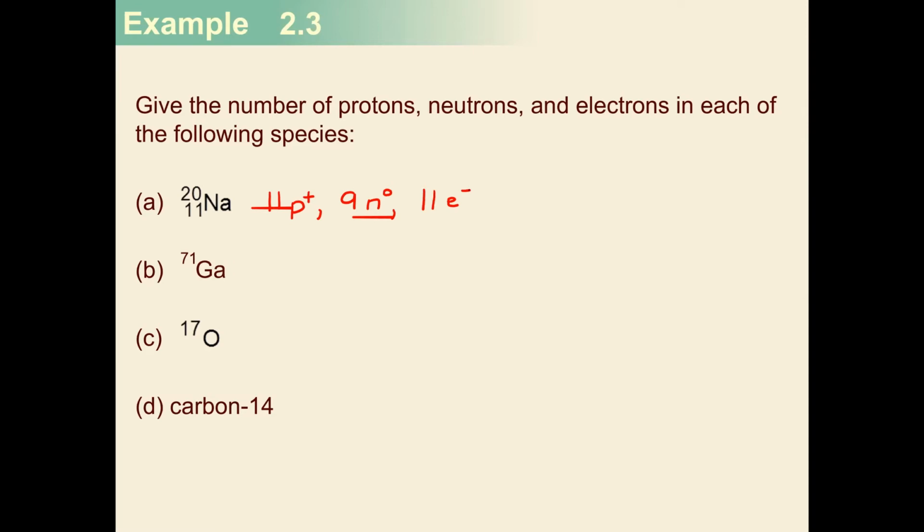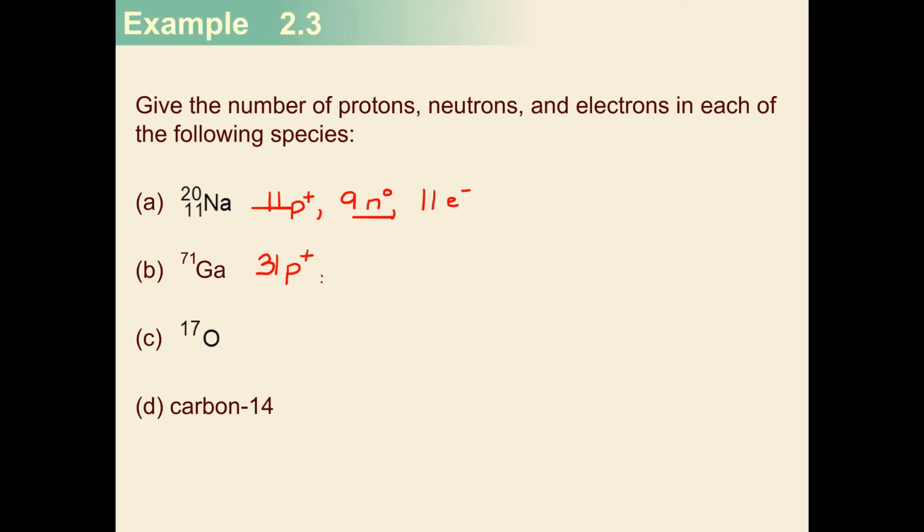Let us go ahead and look at example B. Notice that I have the element identified, and I also have the mass number identified. So if I've correctly identified the element as gallium, this means that it is going to have 31 protons.